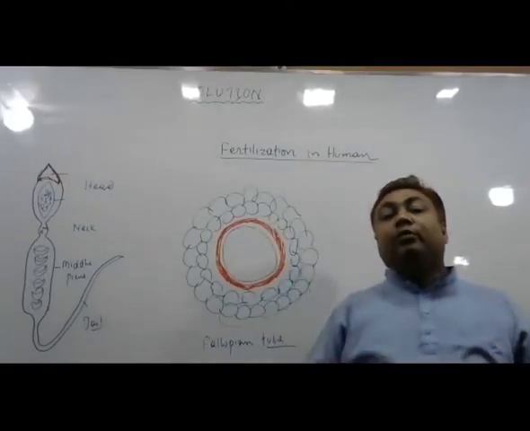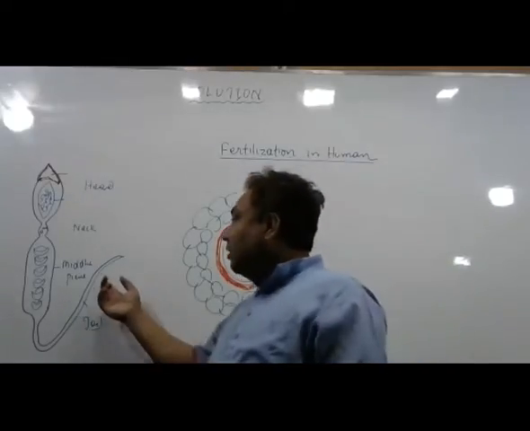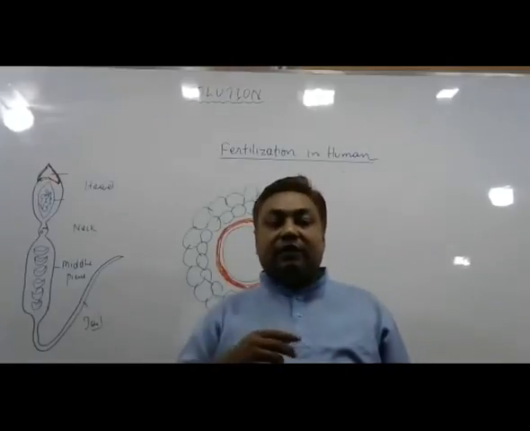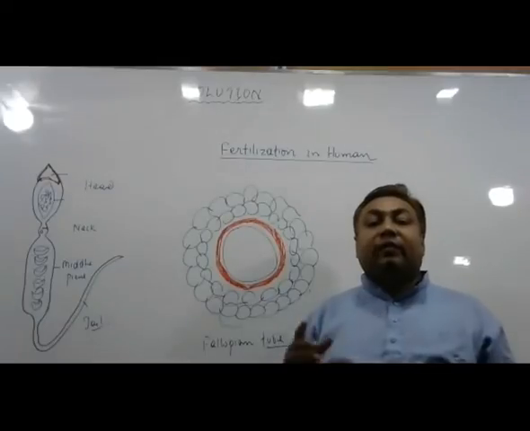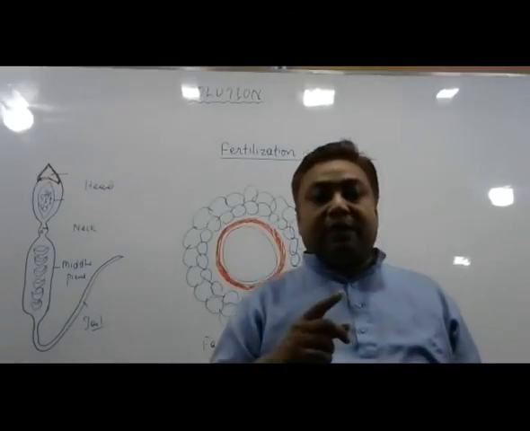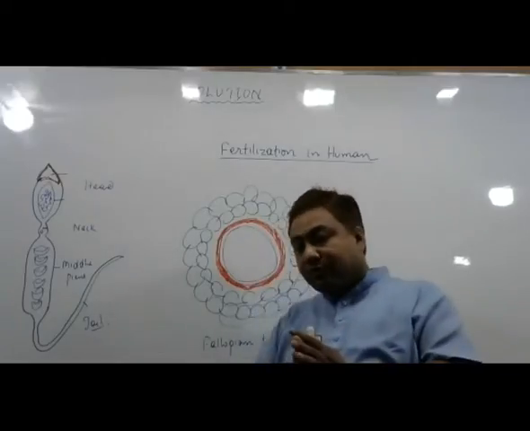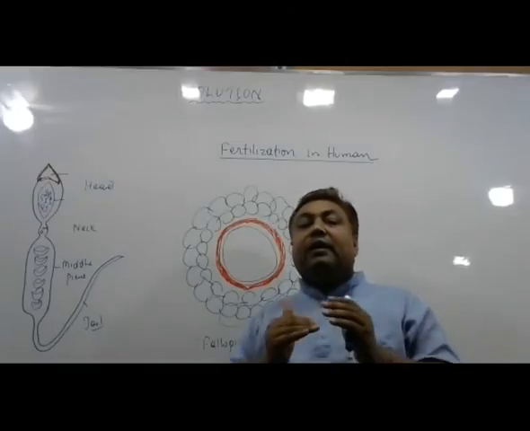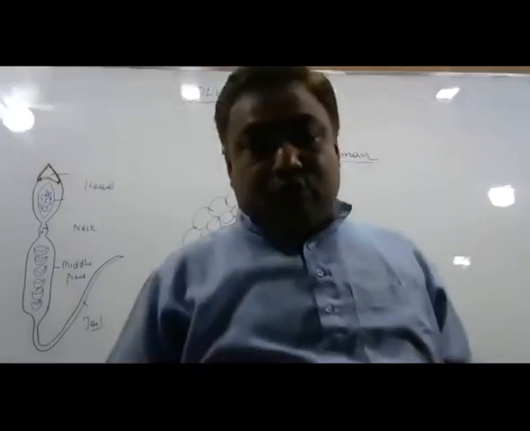Then the upward movement. Once the capacitation occurs, the tail, which had undulating movement earlier, starts whiplash-like movement and upward movement. So, a sperm generally takes 5 to 6 hours.